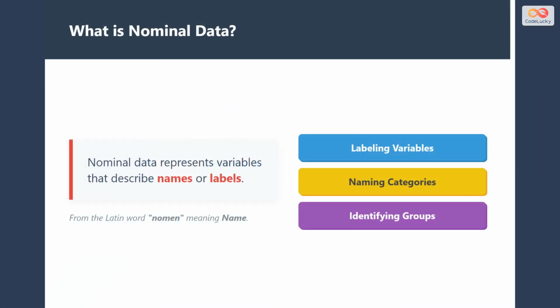So, what exactly is nominal data? The term comes from the Latin word nomen, which simply means name. Nominal data is used to label variables without any quantitative value. It's all about naming categories and identifying groups.